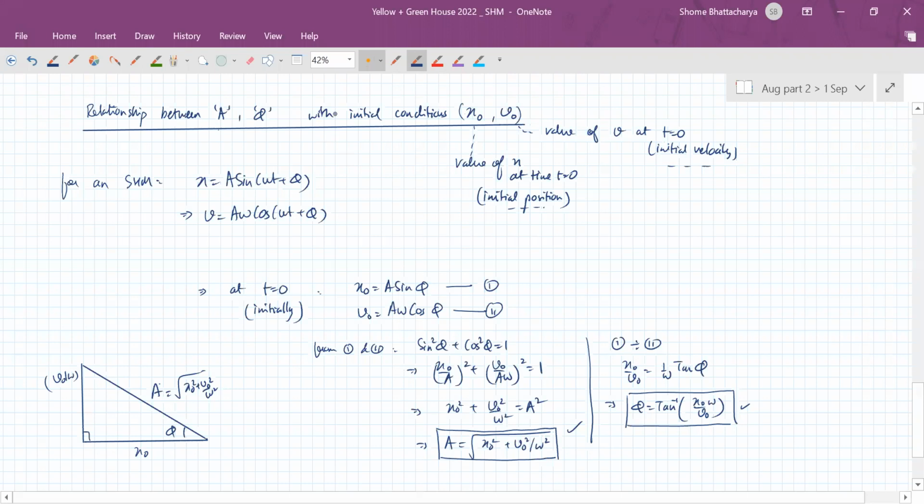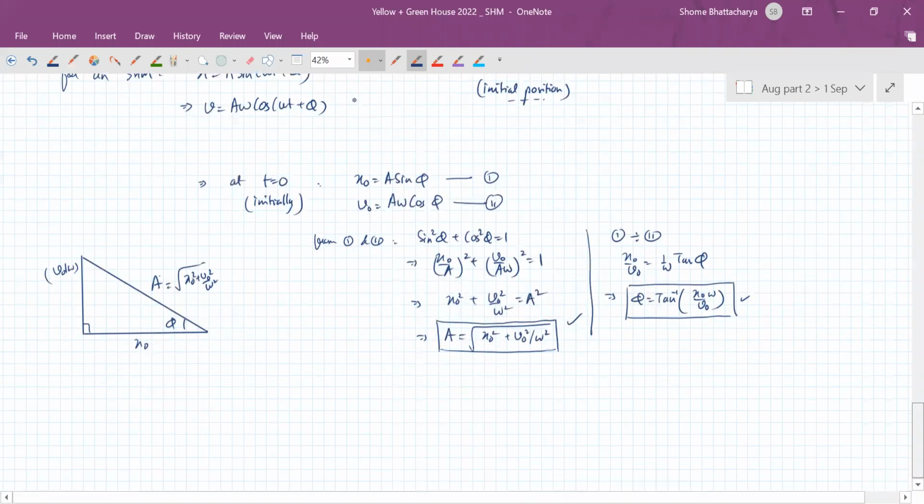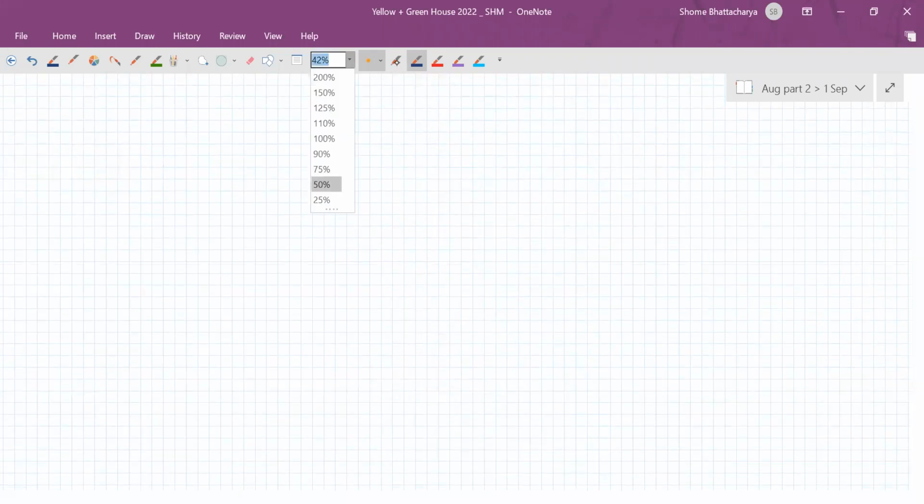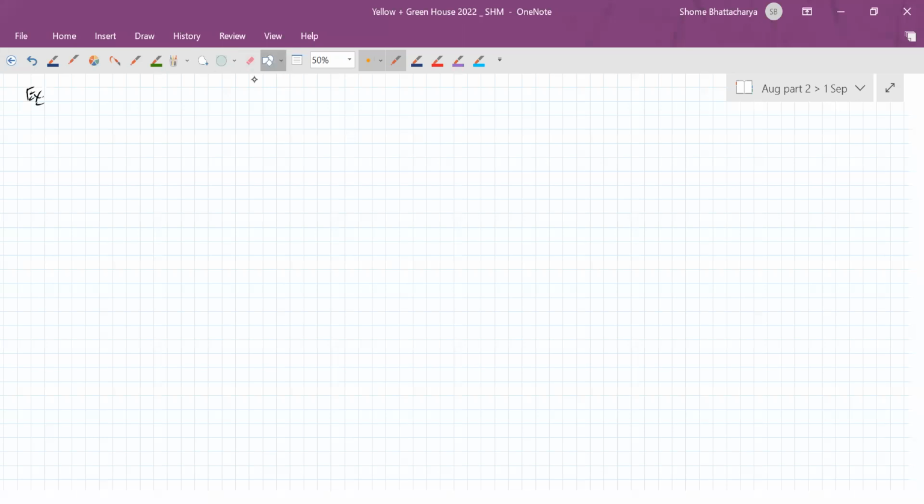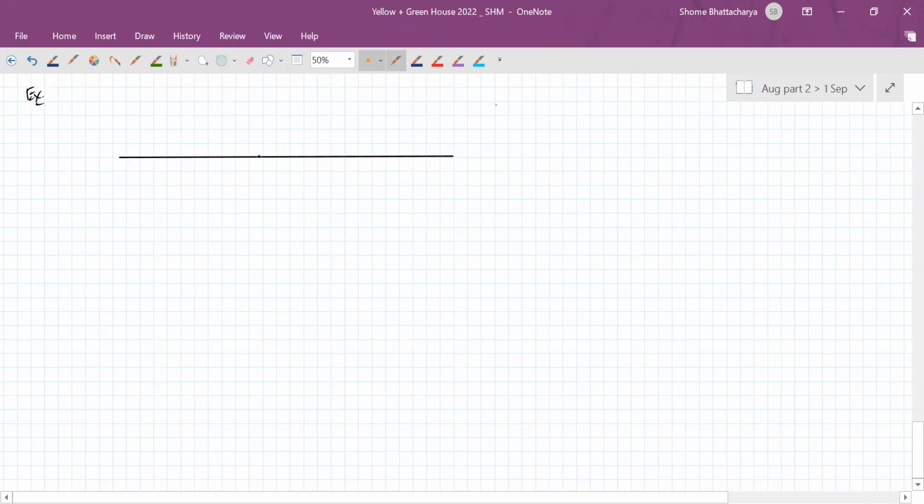Okay, so let's look at an example. The information given in the example is visual: a particle is performing SHM between this position, which is the mean position, and here, and here. It is doing SHM with a time period of, let us say, 2 seconds, and at t equal to 0, it is over here having a velocity like this.